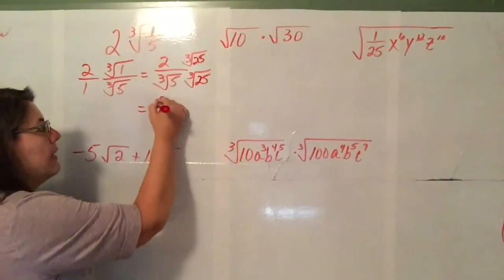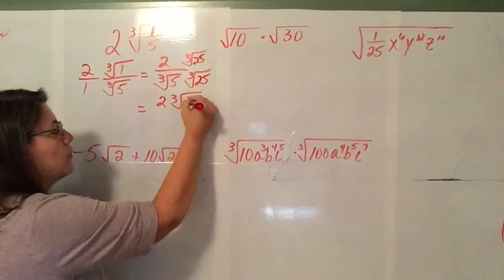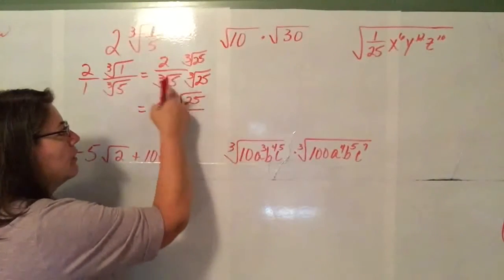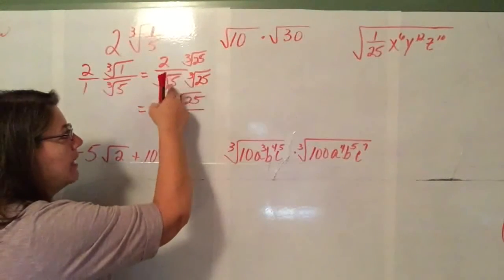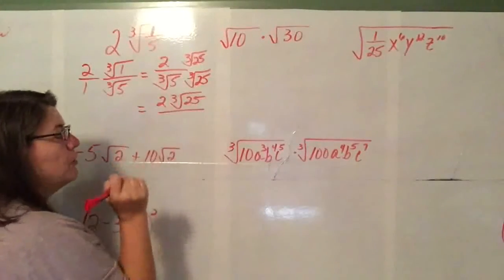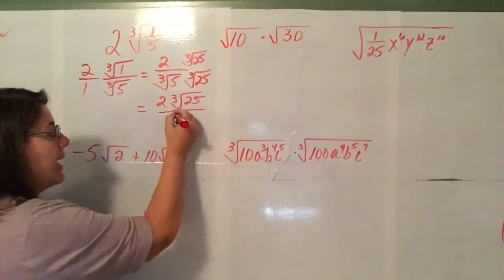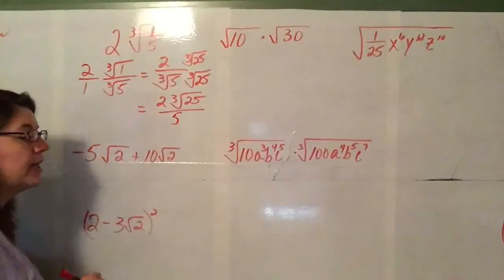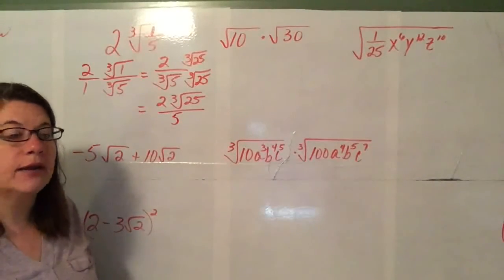And when we do that, we have 2 times the cube root of 25 over the cube root of 25 times 5 is the cube root of 125, which is 5. And that's our goal, to get rid of the radical on the denominator.